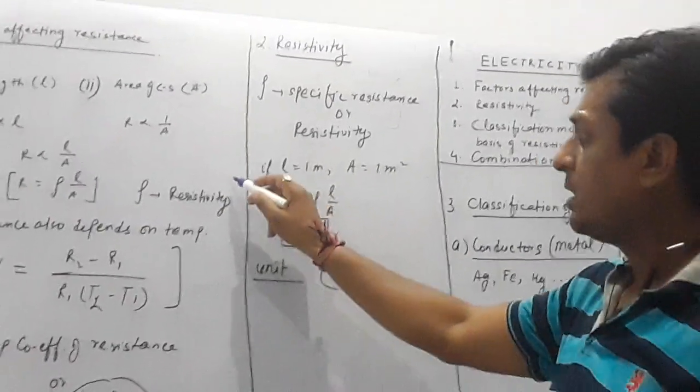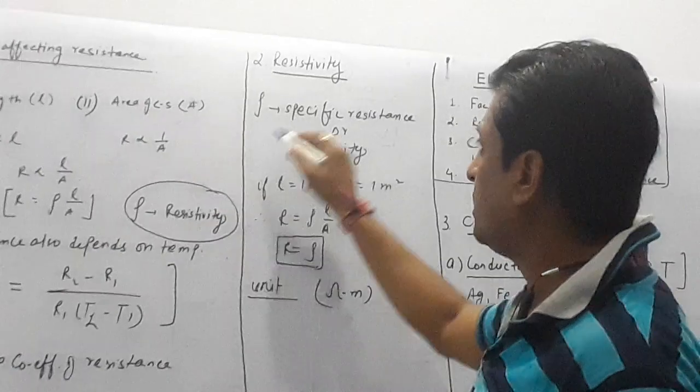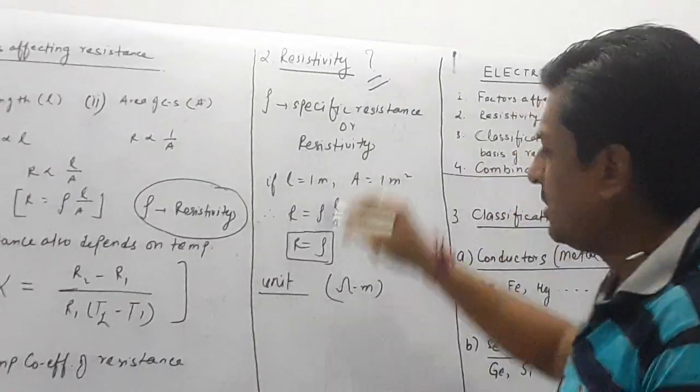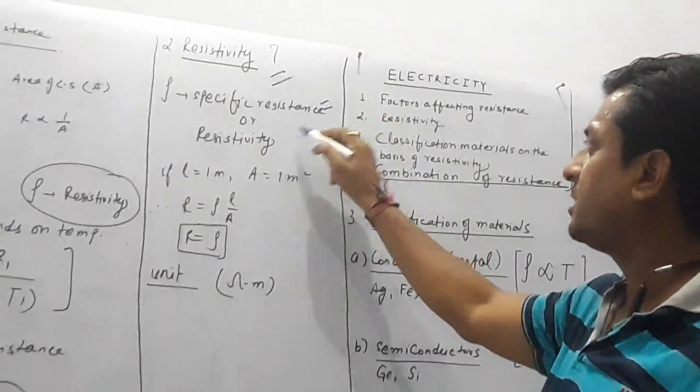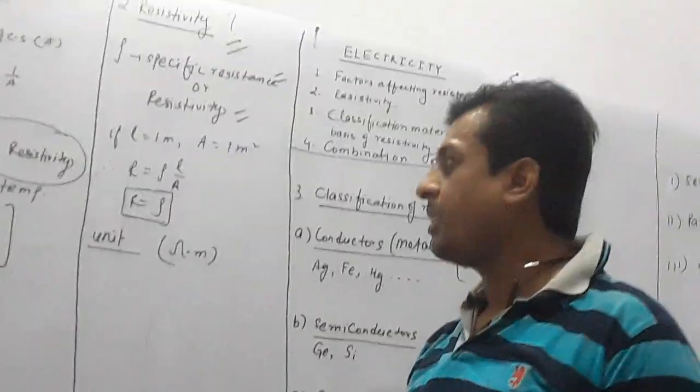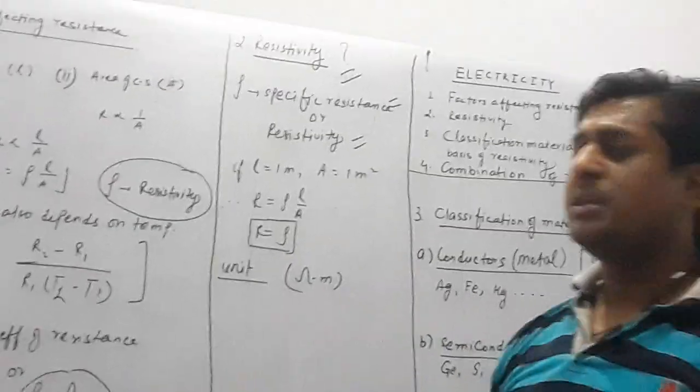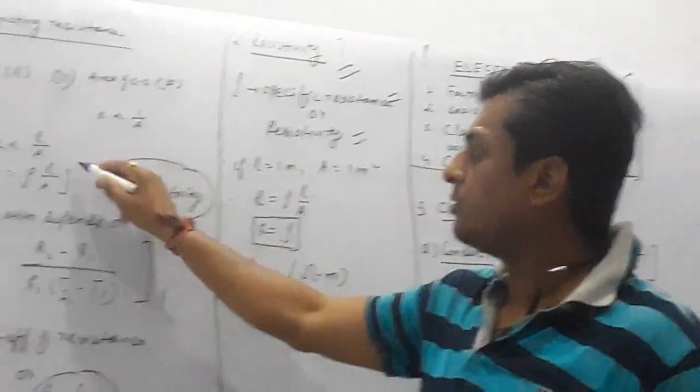A term here is resistivity. The question is, what is resistivity? There are two names of resistivity. The first name is specific resistance, the second one is resistivity. Both are the same. When we define the resistivity in this particular formula, look here.